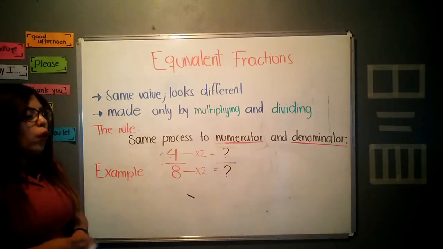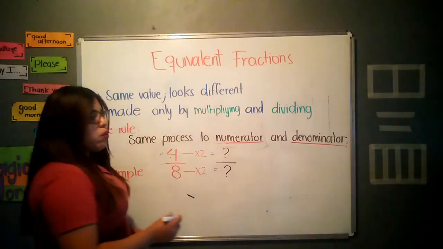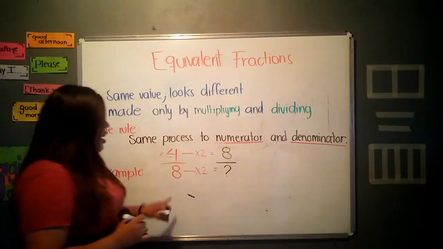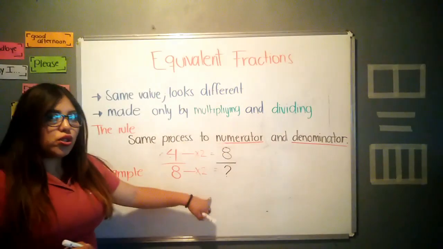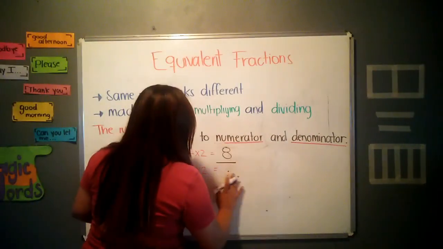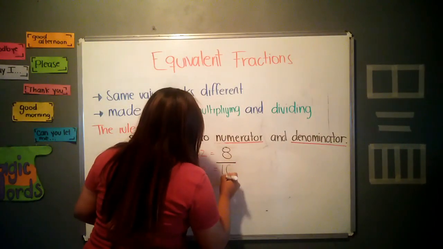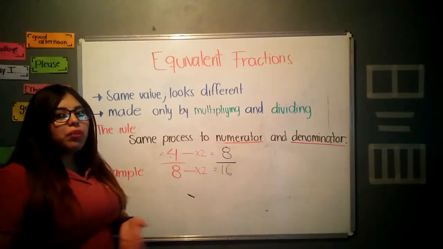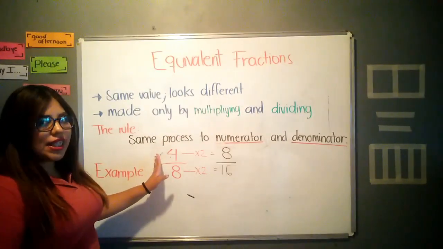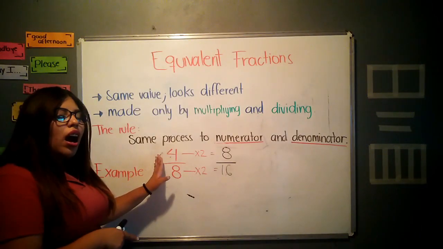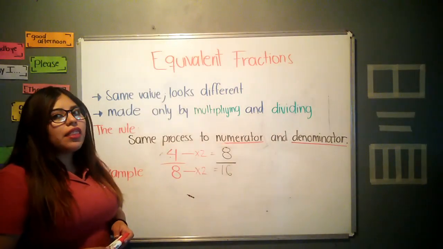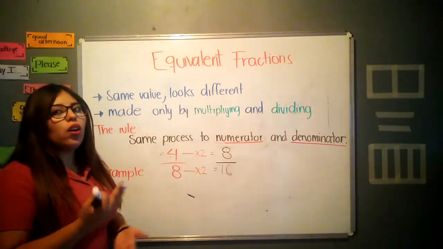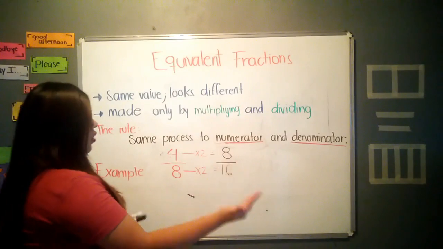So, 4 times 2, it's equal to 8. And 8 times 2, it's equal to 16. So the equivalent fraction for the multiplying method will be this example. But now, I want to know the dividing method. And I'm going to start from the other side.